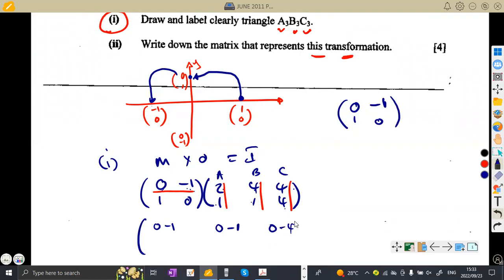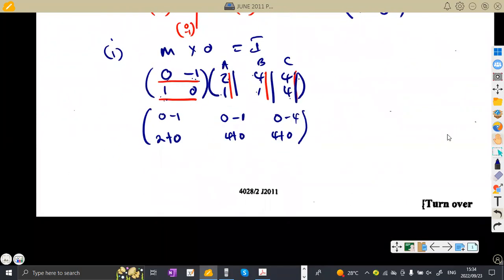We move on to this row, which is 1, 0 here. So this is the one that you're going to use now, 1, 0. So you do the same, guys. We multiply to the first column, second column, third column. So that is the idea there. So 1 times 2, that is 2 plus 0. 1 times 4, that is 4 plus 0. 1 times 4, which is 4 plus 0 here. Okay, so this is what you're going to have at the end.